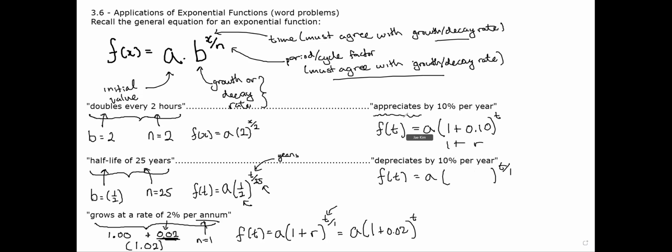Use logic here. If appreciation by 10% means I am adding, a depreciation by 10% means I'm subtracting that amount from the original 100%. So this is 100% subtracted by the rate. 100%, it would be 1 minus r.